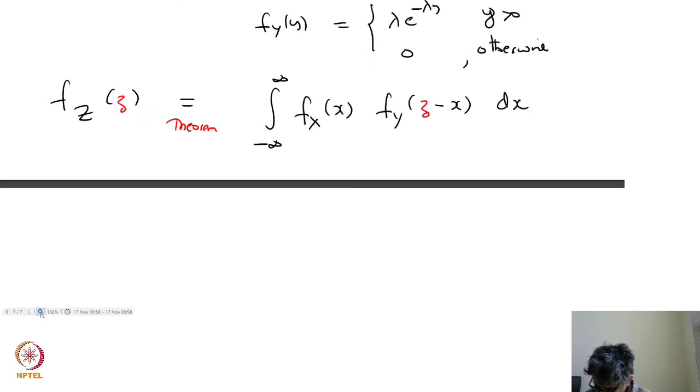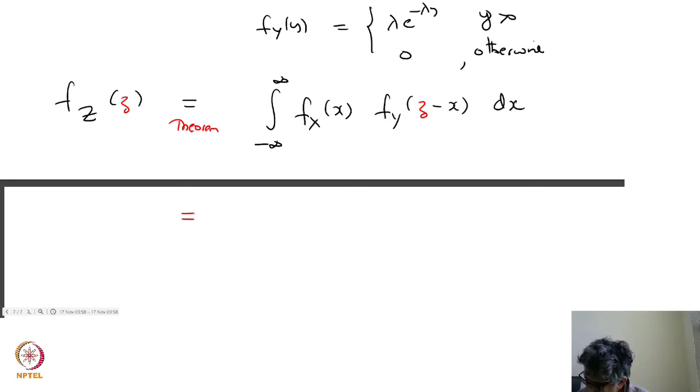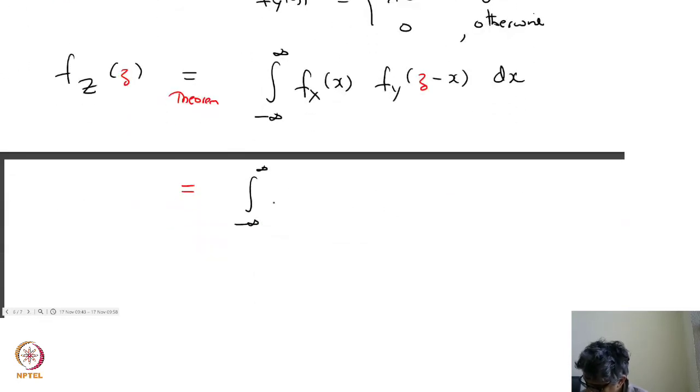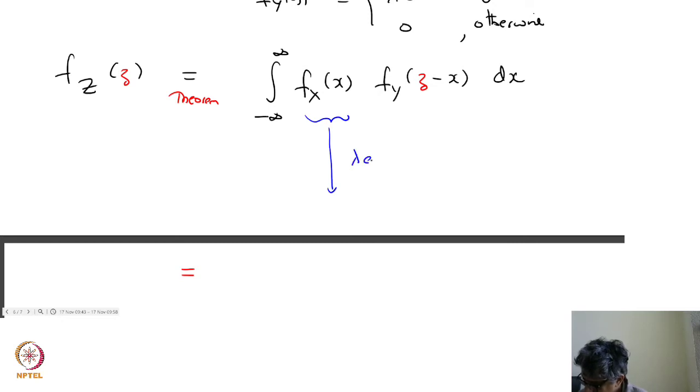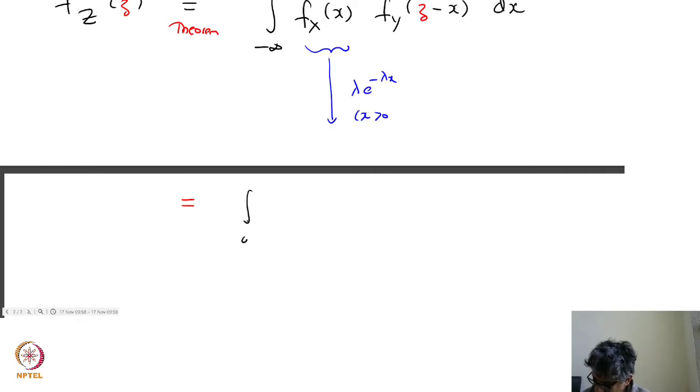So what's that going to be? The density of x is just lambda e to the minus lambda x, only when x is positive. Otherwise the density is 0. So you write this as the integral from 0 to infinity, as a first step. f sub x at x is just lambda e to the minus lambda x, and this we leave as it is: f sub y at z minus x, dx.